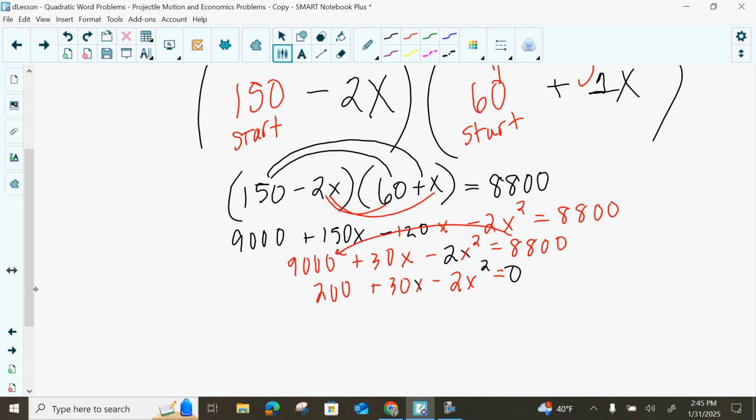Trent, which one usually comes first? The constant, power of 1, or power of 2? Power of 2. So I just kind of want to flip everything around, right? I'm going to flip everything around. Can I make those numbers lower? Divide by what? 2, even better? Negative 2. So divide by negative 2.